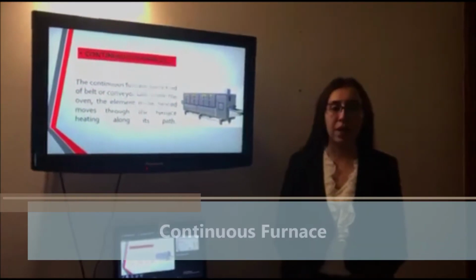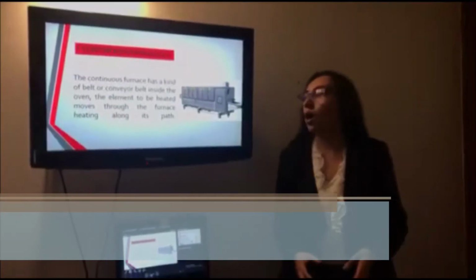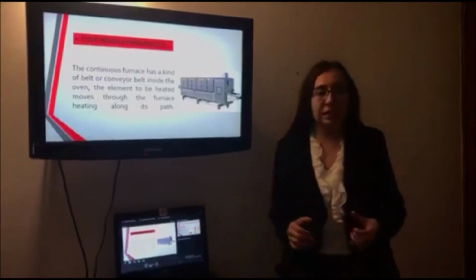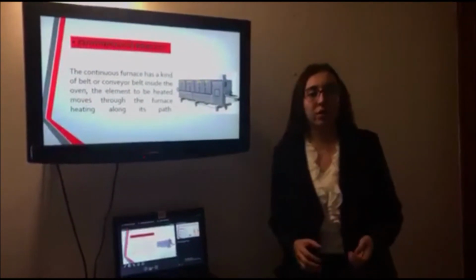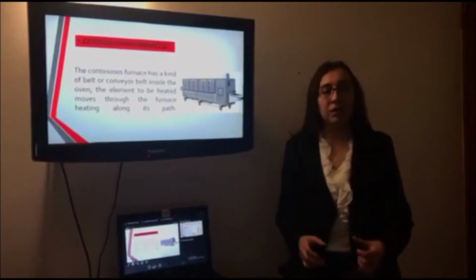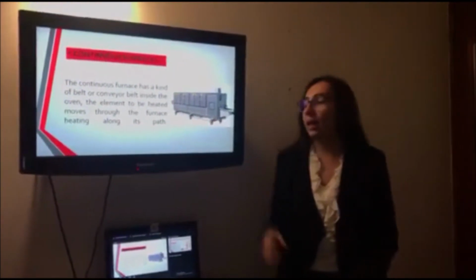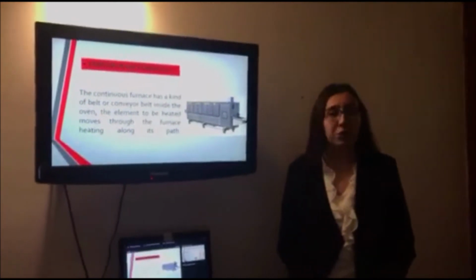Continuous furnace. The continuous furnace has a kind of belt or conveyor belt inside the oven. The elements to be heated move throughout the furnace, heating along their path. In this picture, you can see the continuous furnace.